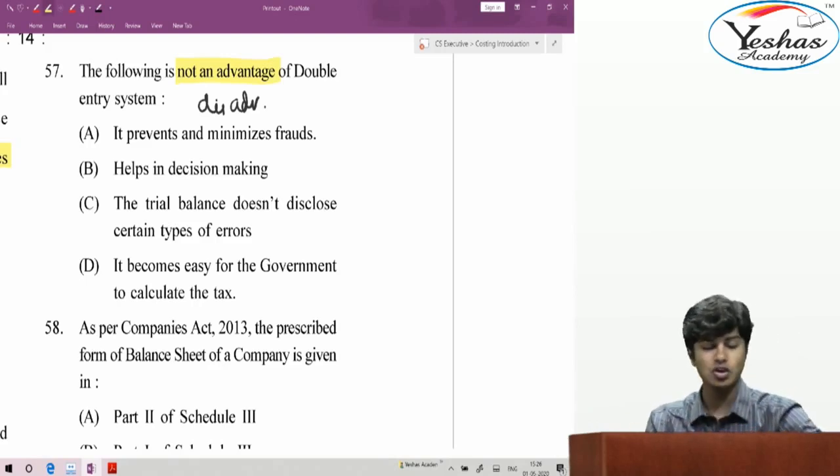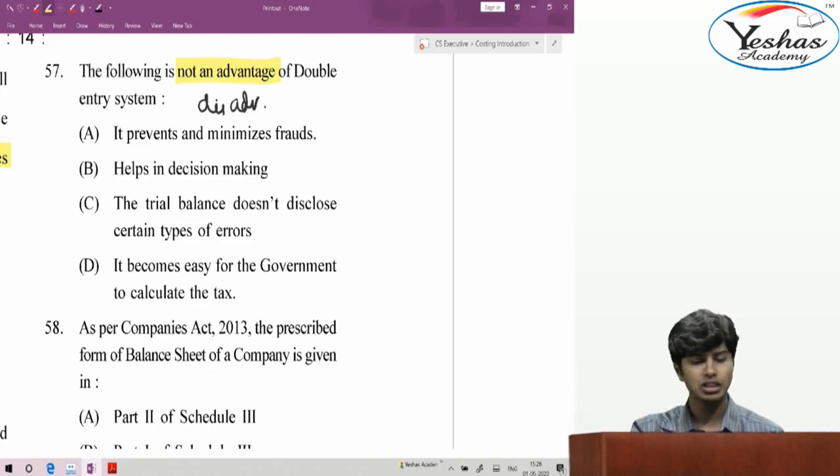Trial balance does not disclose certain types of errors. Okay, trial balance only discloses one-sided errors. If there is a two-sided error, a complete error of omission, where the debit is also ignored and the credit is also ignored, then it cannot be identified.